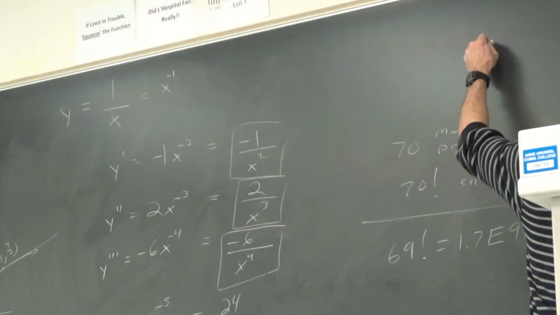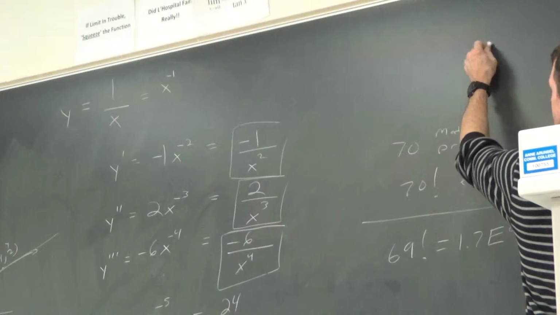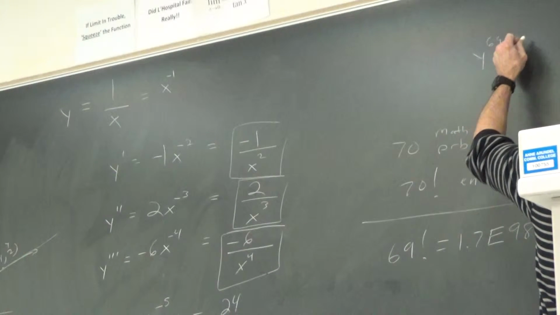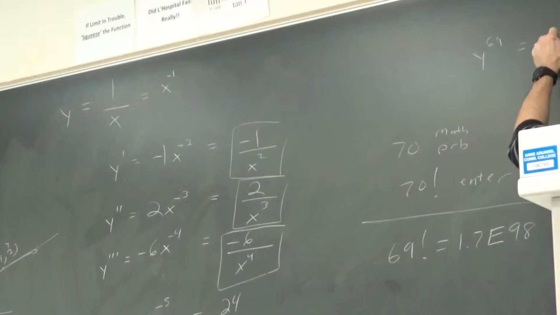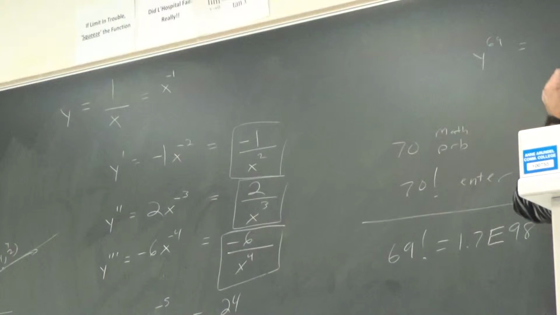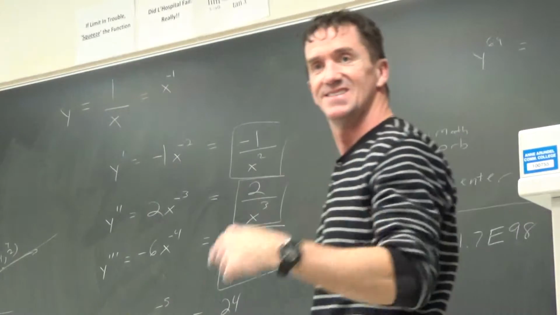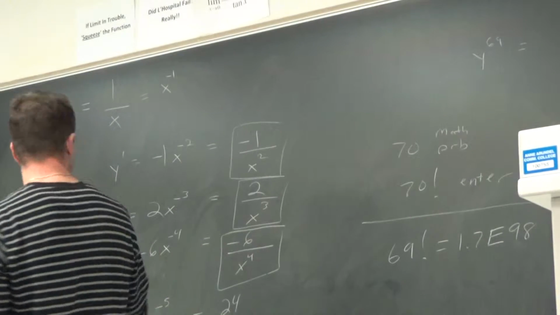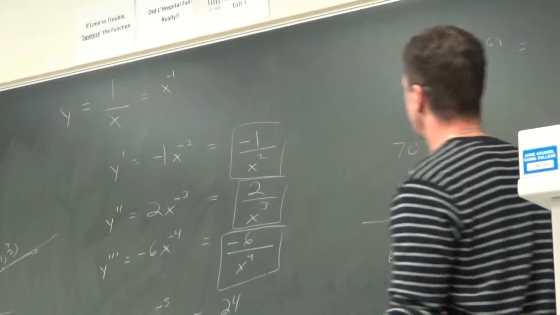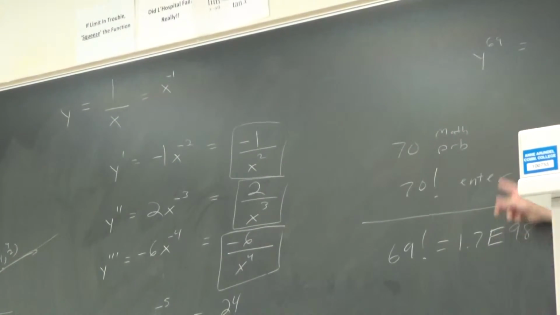And what's the 70th derivative? No, we can't do that. The 69th derivative. It looks like it would be 69 factorial over x to the what power? 70. That is a good bonus. Right? I don't have the time to do 70 derivatives. But you could actually put that number in right up there.